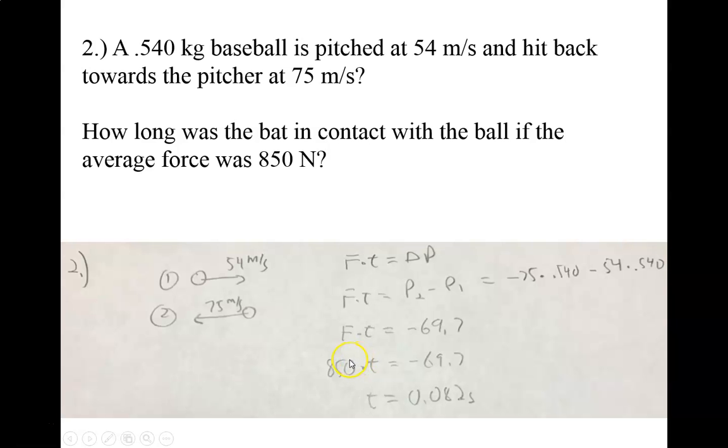It tells me that the baseball bat exerted a force of 850 newtons on the ball. How long was it in contact to affect that change? And so we solve and we get 0.082 seconds. So not a whole lot of time. It is a very quick event.